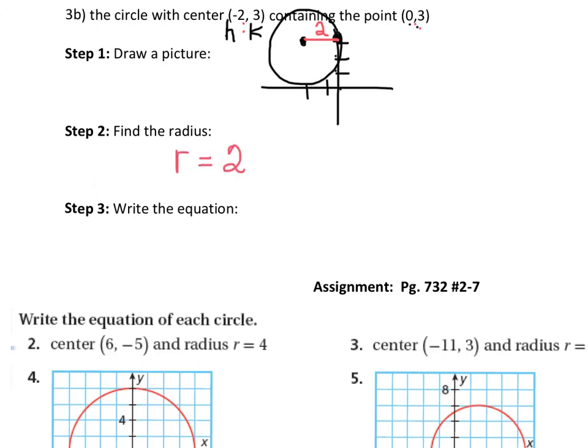So why don't we plug our stuff into the equation? It'll be x minus -2, so x plus 2, plus y minus 3, and it's going to equal our radius squared. So 2 squared will be 4. Done.